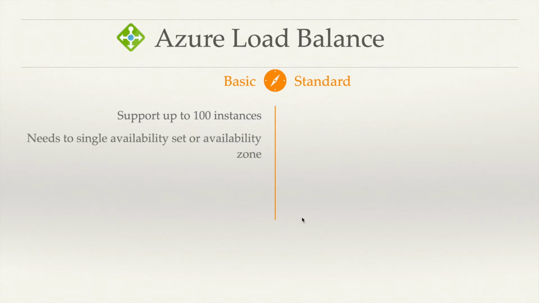Next, it needs to have a single availability set or availability zone. You cannot choose machines where one is from availability zone ABC and the other is from availability zone XYZ. It's not possible if you go for the basic tier. And next, you cannot have geo replication or zone redundancy if you use the basic tier, right? That's the major difference.